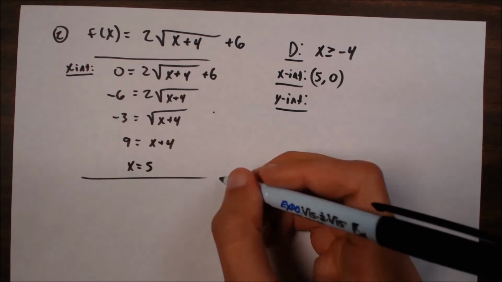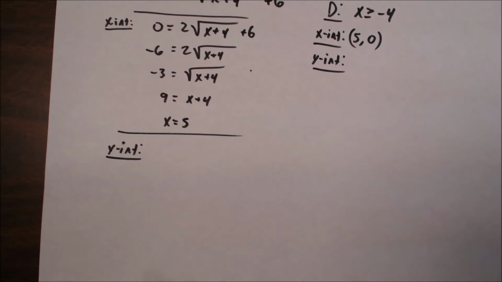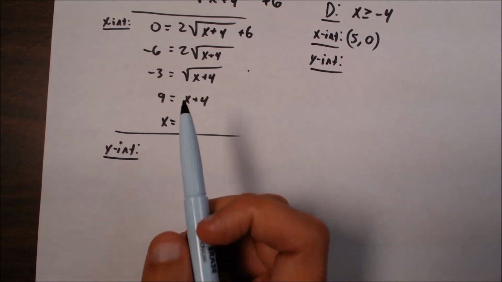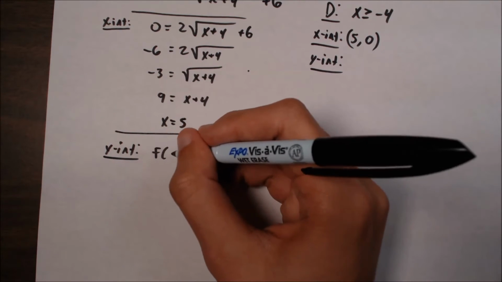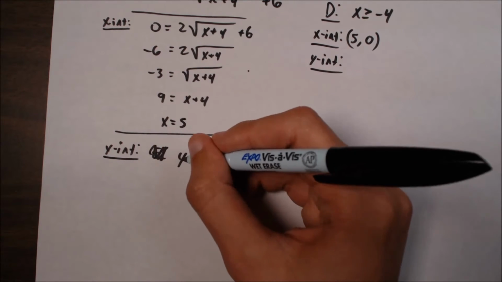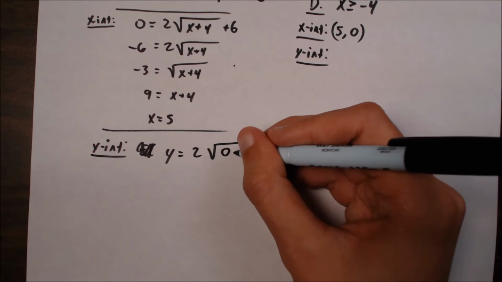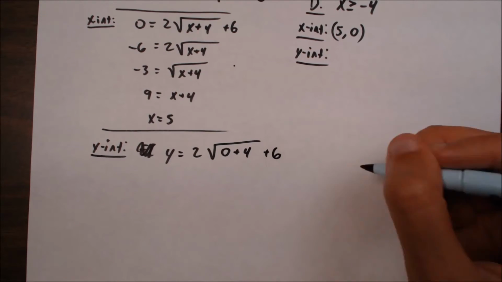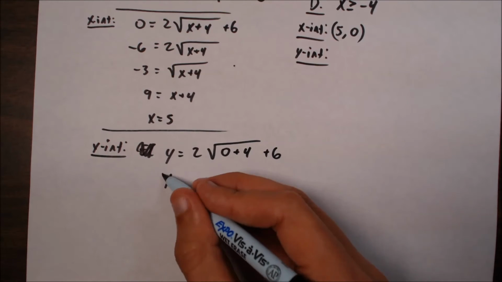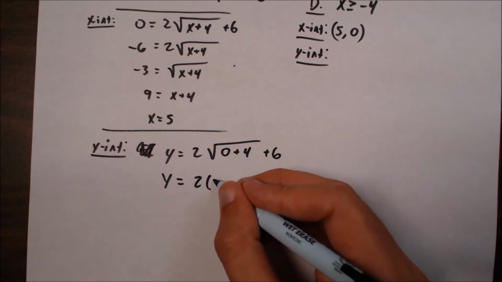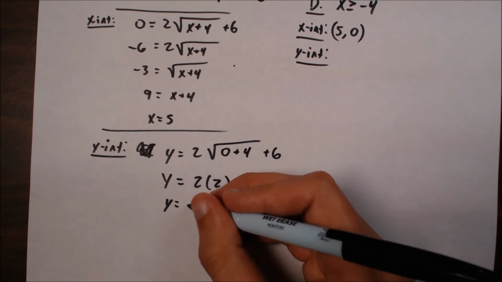Okay, the y-intercept. Okay, so for the y-intercept, I got to plug in 0 for the other variable, which is x in this case. So I'm going to say f of x, or let's just say y equals, plug in the 0 for the x. Let's just work this out. That's just 4, and what's the square root of 4? 2, so that's 2 times 2 plus 6. That's 4 plus 6, which is 10.